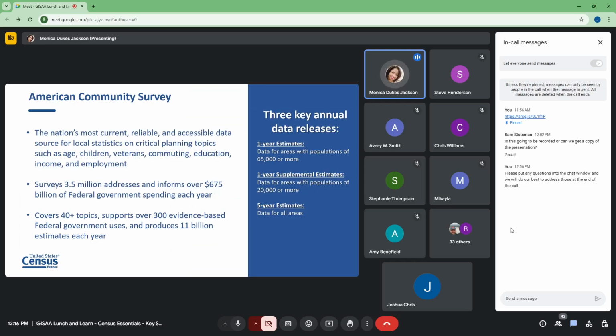So I'll talk more about what the annual data releases are for the ACS. As you can see on the screen, we have what is called the 1-year estimates, or data for areas with populations of 65,000 or more. Again, this data is released annually. We have 1-year supplemental estimates, which is data for areas with population of 20,000 or more. And then we have our 5-year estimate, which is data for all areas. I'll talk a little bit more about that so you'll have a greater understanding of when you would use each of these different annual releases and why.